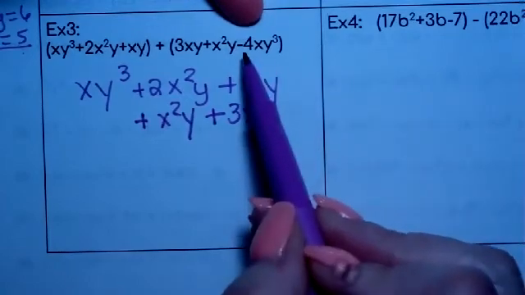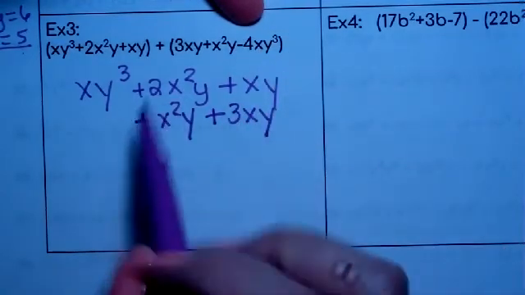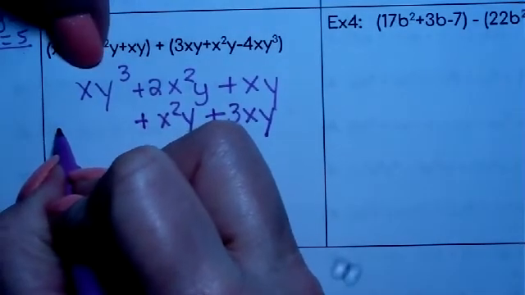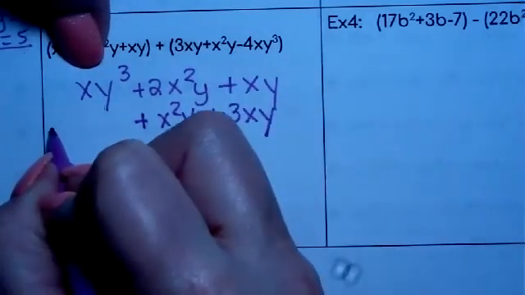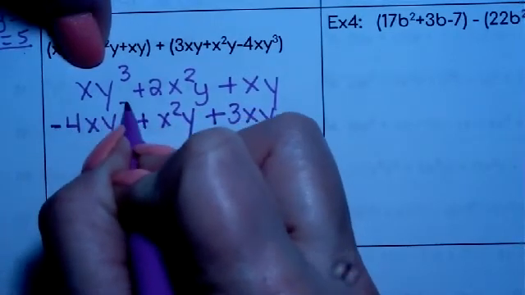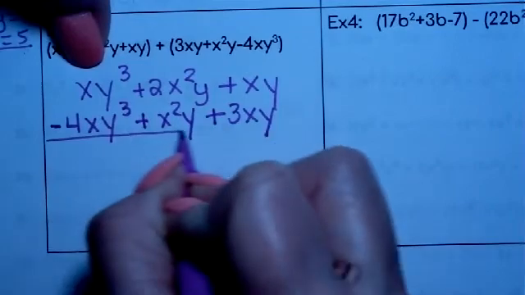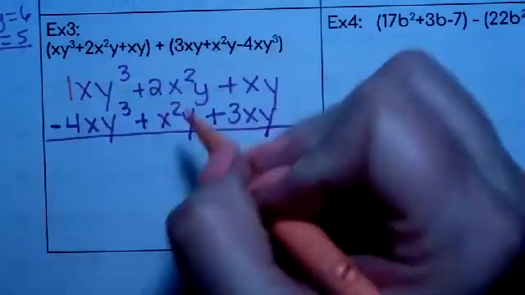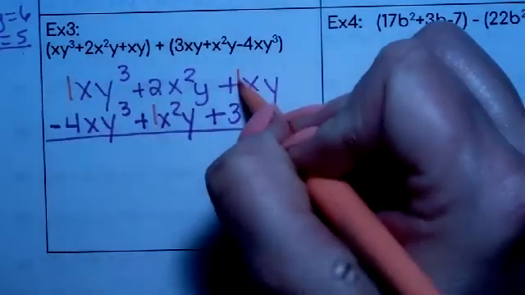Now, the minus 4xy cubed is going to line up under my first term right over here. Now that minus stays with the 4, so it's negative 4xy cubed, just like that. We'll put my line underneath. Now, some people who are visual are going to want to put placeholders just like that, and that's fine.